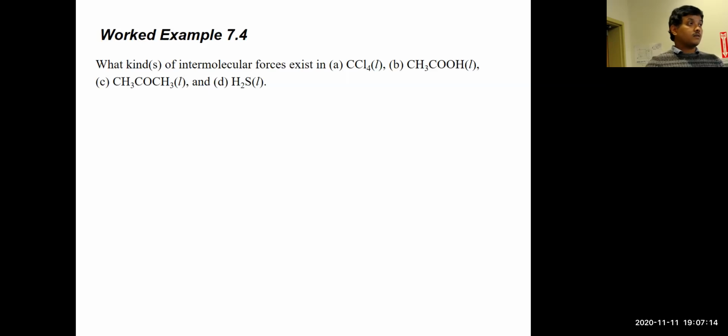Very cool, very cool. I love hydrogen bonding. I love everything it does to us. All right, let's work on a practice problem and wrap this lecture. What kind of intermolecular forces exist in CCl4, CH3COOH, CH3COCH3, and H2S?